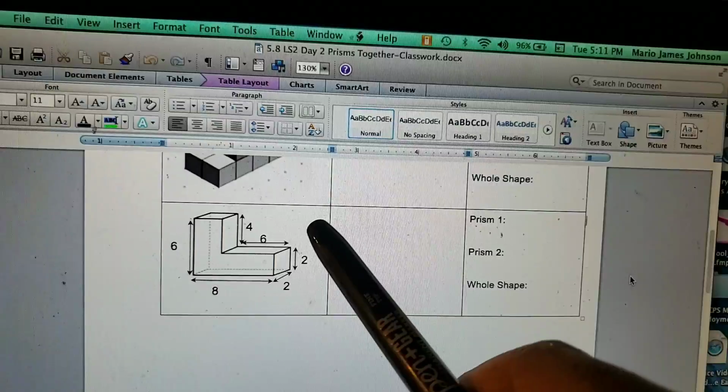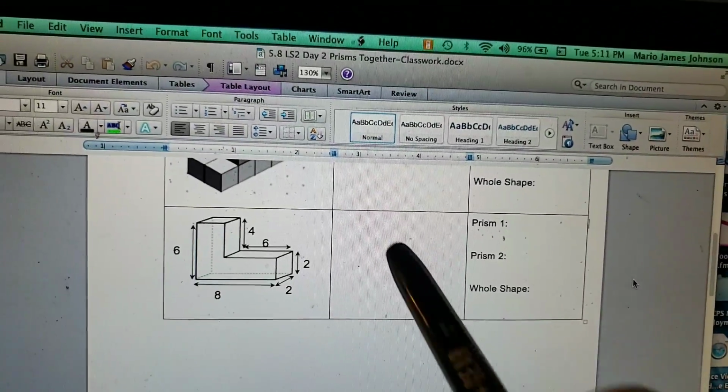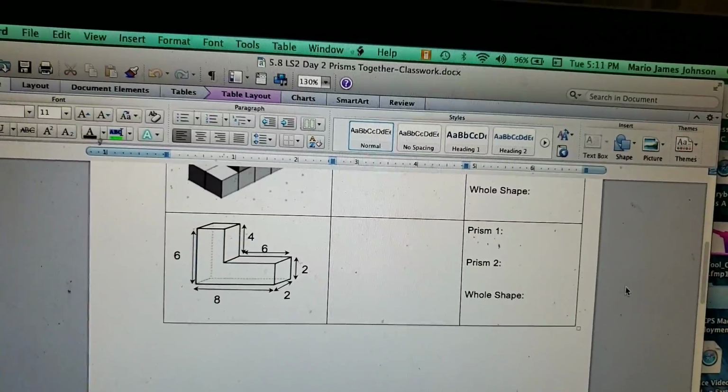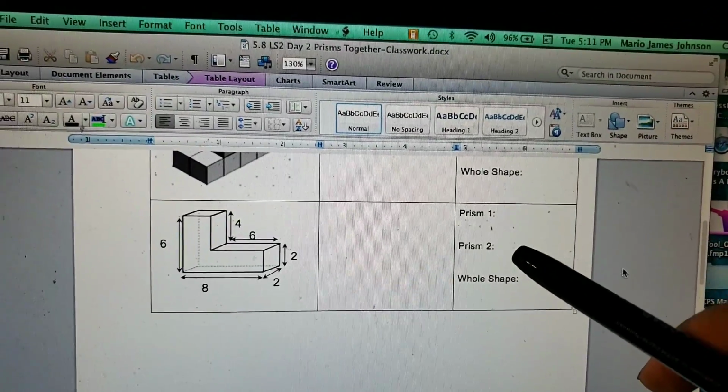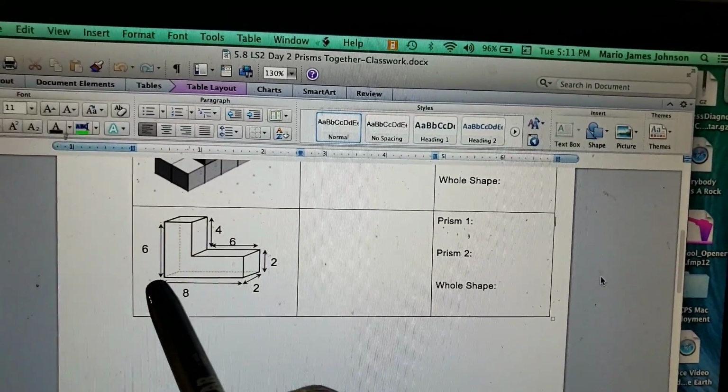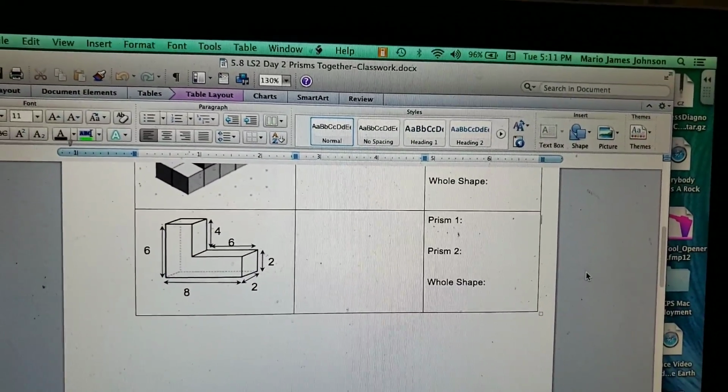So draw them out here. After you draw them out, find the volume of both objects, right? Find the volume of both of them here, and then you're going to add them together, and that will give you the volume of this whole object.